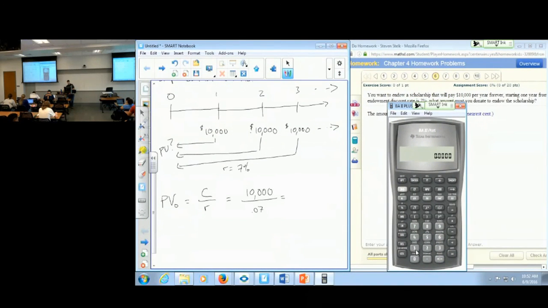And I'm not quick enough to do that in my head, so let's see. 10,000 divided by 0.07 equals $142,857.14. It's going to ask for nearest cent.